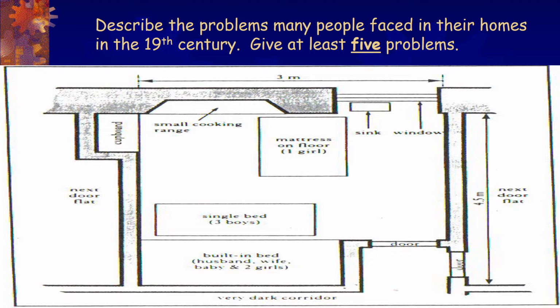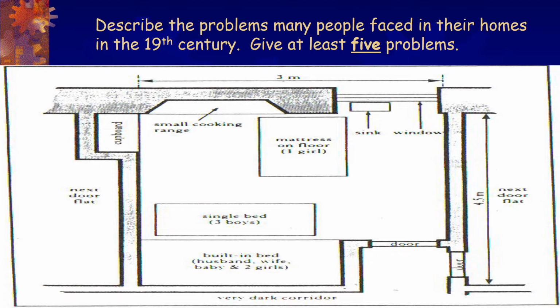Now, within this room, you'll see there is a window there, but again, if window tax was obviously an issue at this time, so if they couldn't afford window tax, then that window could well be boarded up. You have the sink there, you have a mattress on the floor where maybe an older girl in the family would sleep, you have a small cooking area, you have a cupboard, and then you'll see that you've got a single bed for 3 boys to live in, and then you've got a built-in bed at the top there for the husband, the wife, the baby, and 2 girls to sleep in.